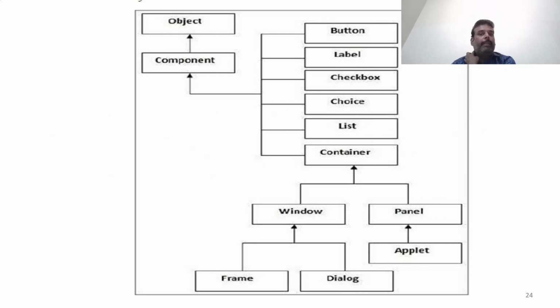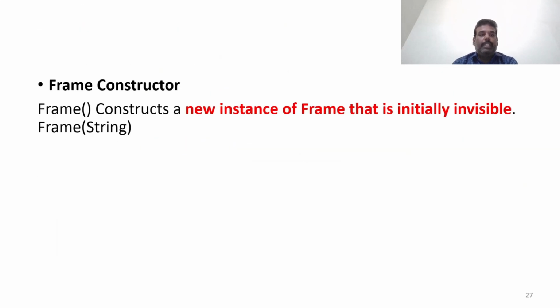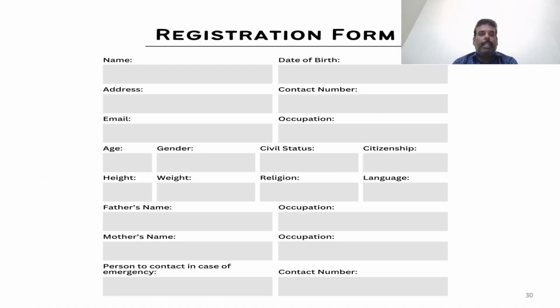And this is AWT class functions. Everything is created as a component, and inside the component we have label, checkbox, choice, list, container. And this container is divided into two types. One is window, panel, and window has two things: frame window and applet class, which comes in the panel window. So I will explain with one particular example.